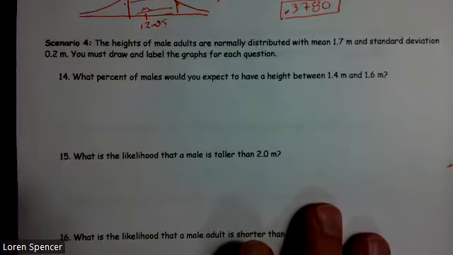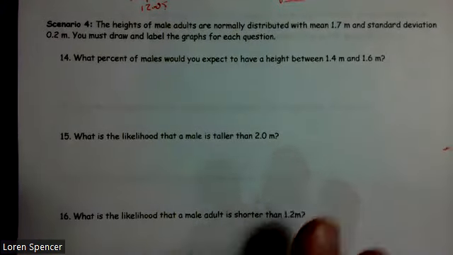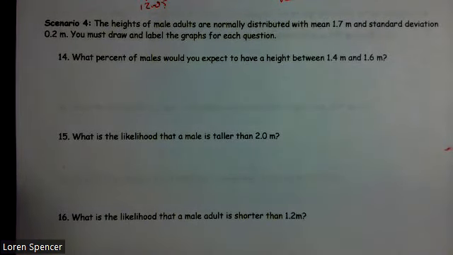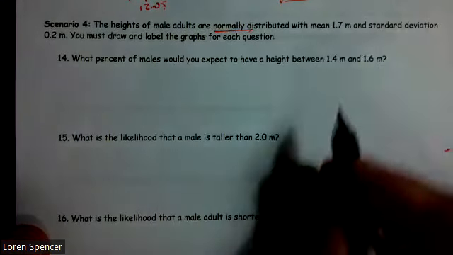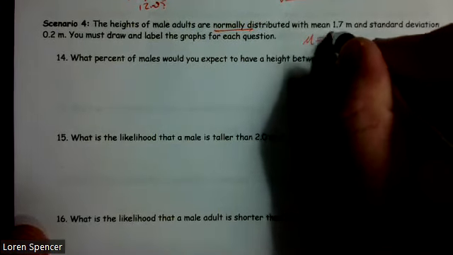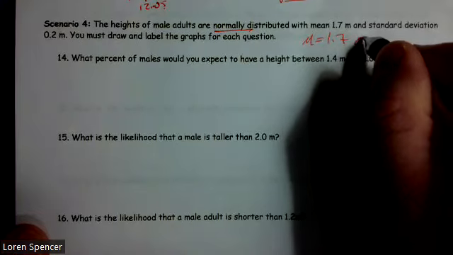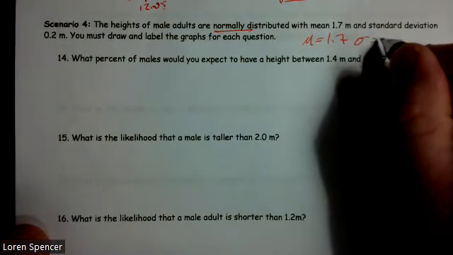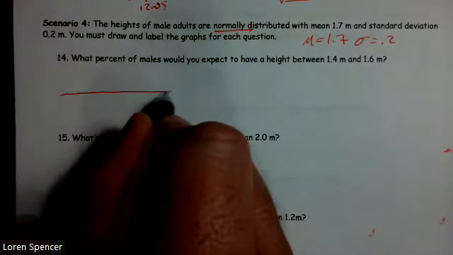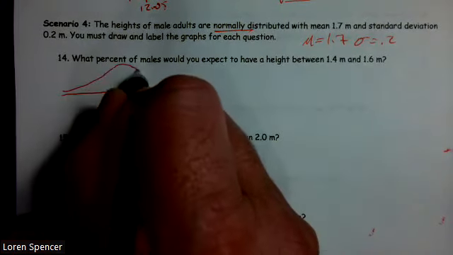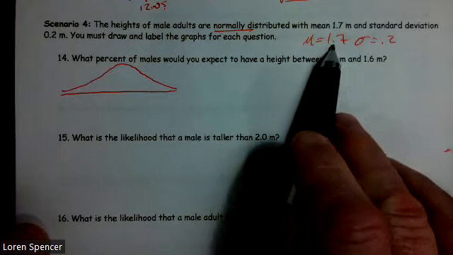Scenario 4. The heights of male adults are normally distributed with a mean of 1.7 meters and a standard deviation of 0.2 meters. You must draw and label the graphs for each question. All right, they tell us it's normal, so we get to use a normal curve. We have a mean of 1.7 and a standard deviation of 0.2. So with that said, here we go. We always have to draw our graph so that we know where we are. It makes a huge difference in our success.